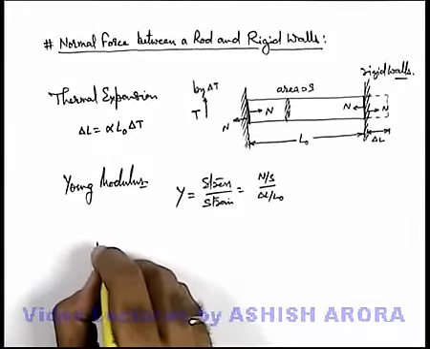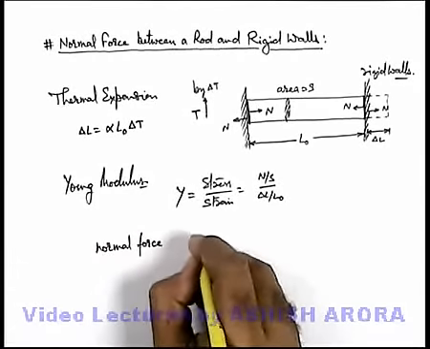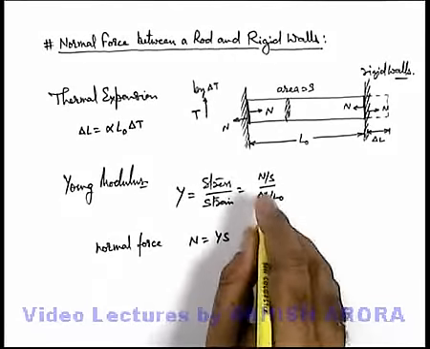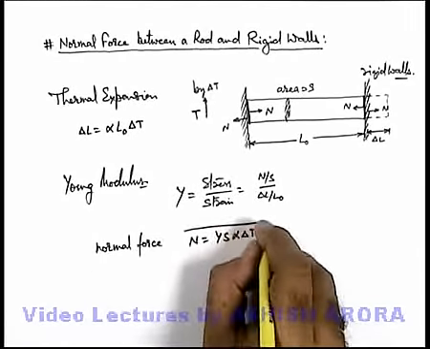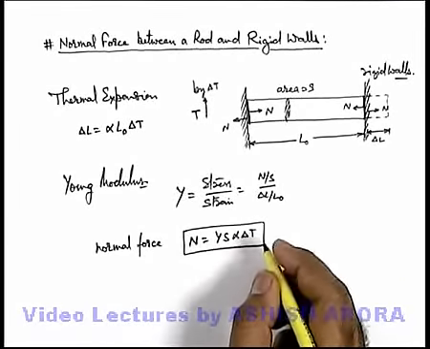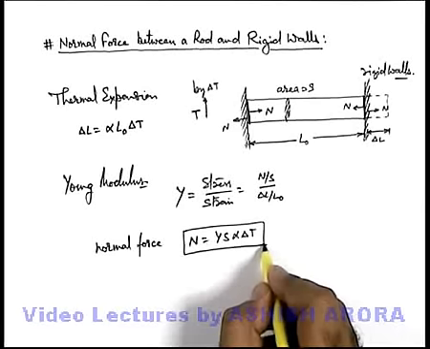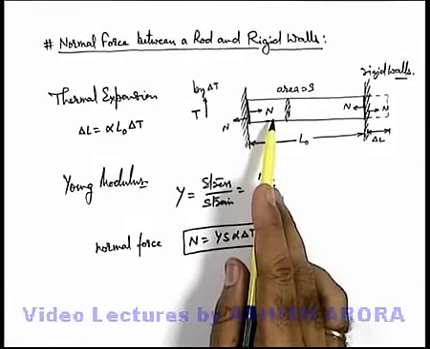Here this normal force N can be given as Y times delta L by L naught, which can again be written as alpha delta T. So this is the same expression we are getting which we have developed for tension increment. In this situation, we are using this as the increase in normal force between the rigid walls and the rod.